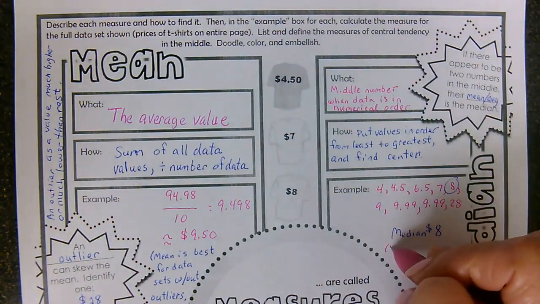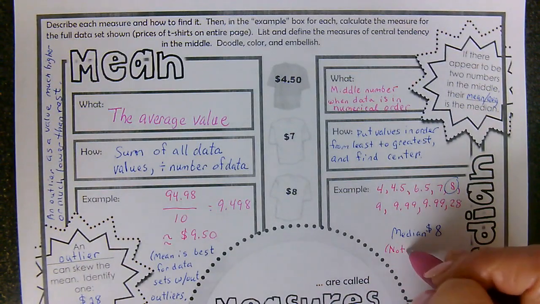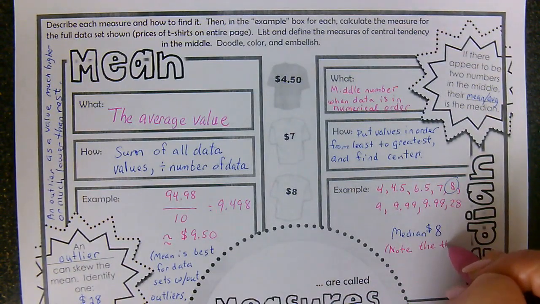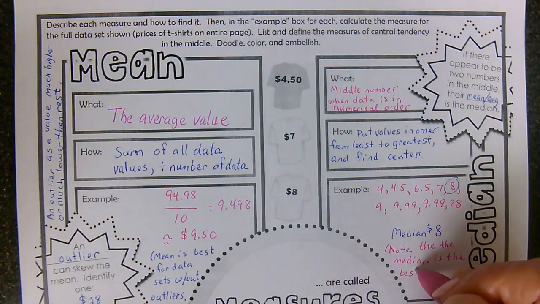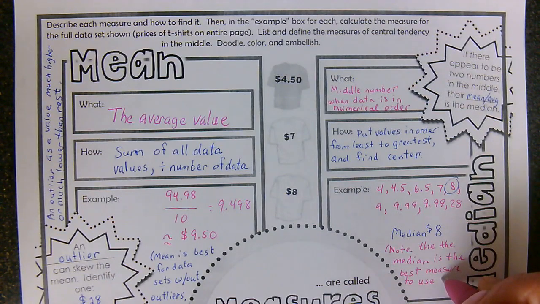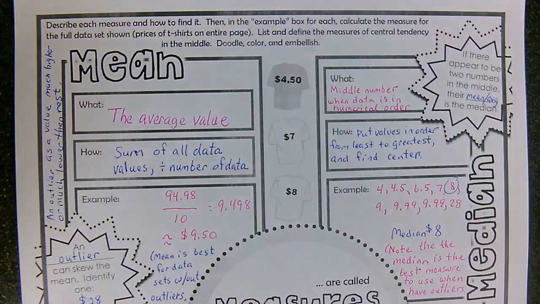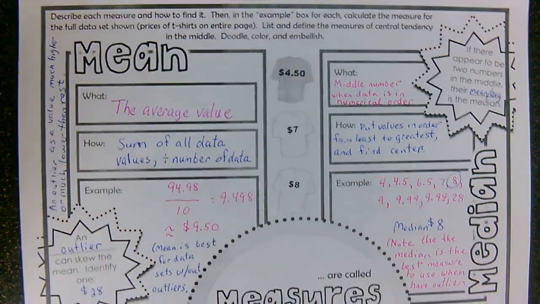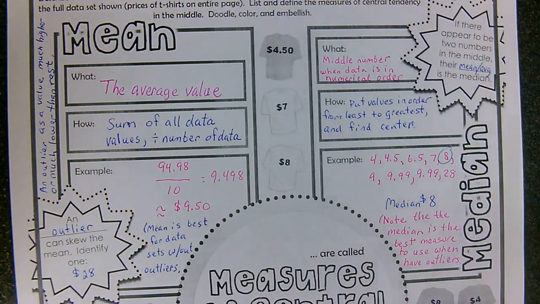And a note that the median is the best measure to use when there are outliers. When you have outliers. Okay? Alrighty.